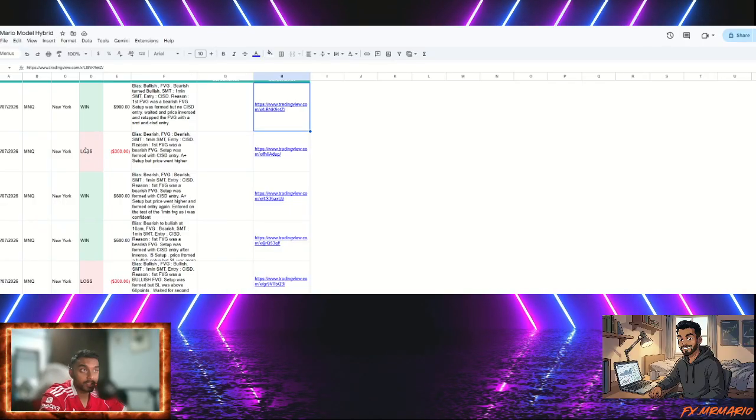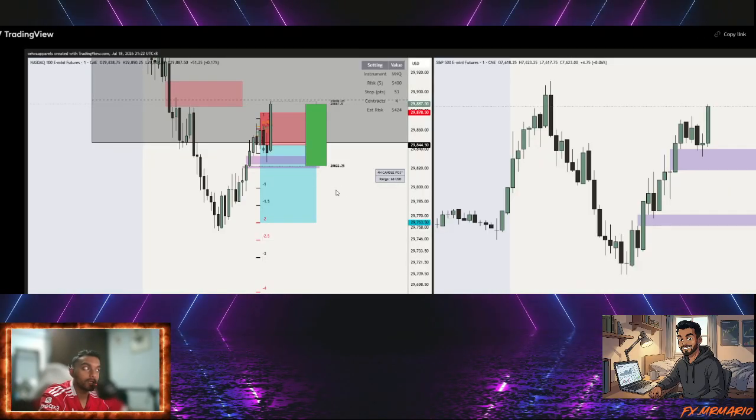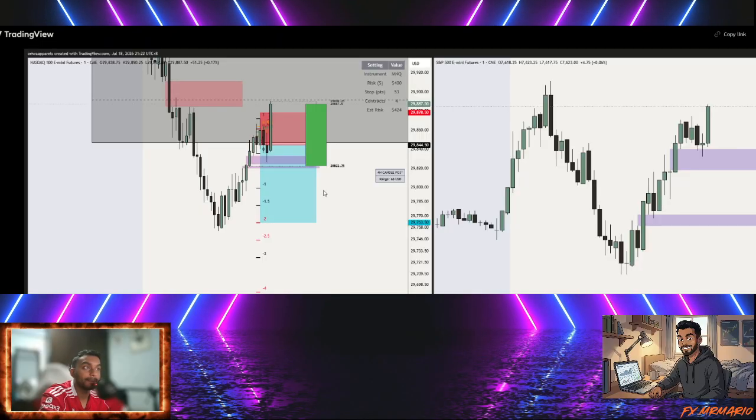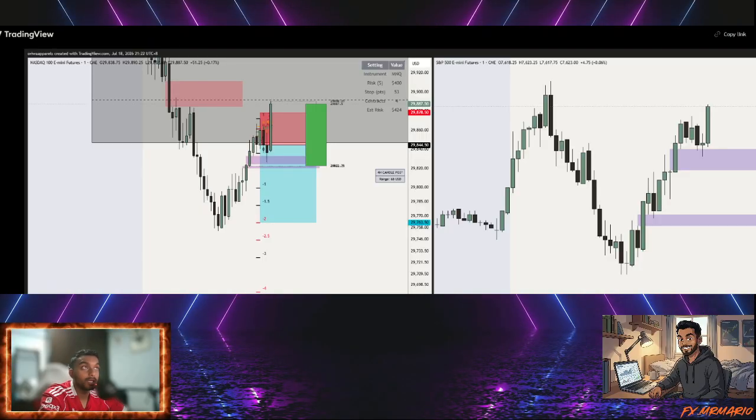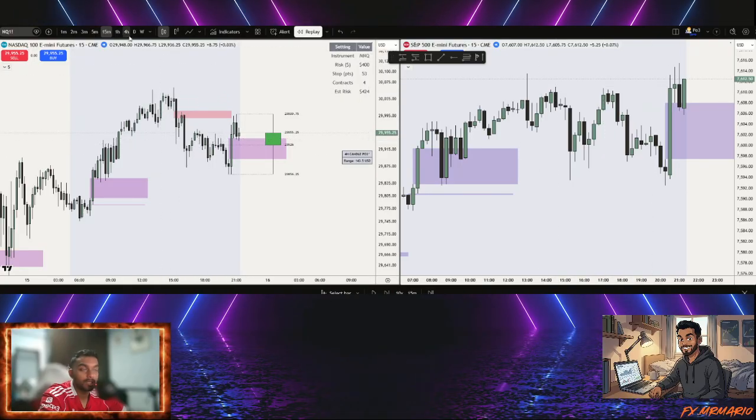Our bias was bearish, fair value gap was bearish. We had a 1 minute SMT, entry CISD. The reason for the entry was the first fair value gap was a bearish fair value gap. Setup was formed with a CISD entry and an A plus setup, right? But we still lost. So this is a clear indication that even if we have an A plus setup, we can still lose. All right, remember that. That is something that many people fail to realize.